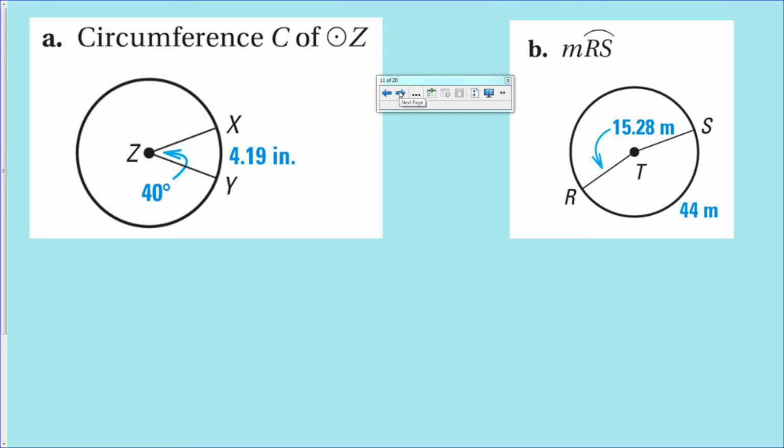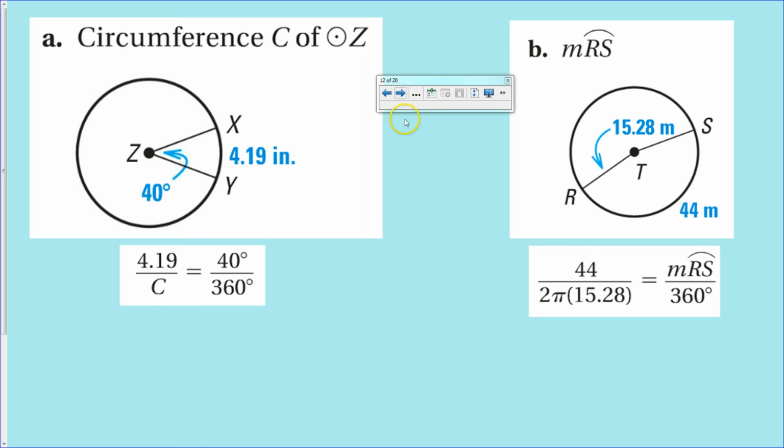These next two examples have to do with arc length, and I would really suggest pausing the video and trying to set up a proportion equation that will allow you to solve for the missing piece of information. Letter A, they want you to find the circumference of the entire circle. Letter B, they want you to find the measure of the central angle of arc RS. Now, there are only two letters, so we're talking about this side of the circle, not the other. Pause the video and try that.